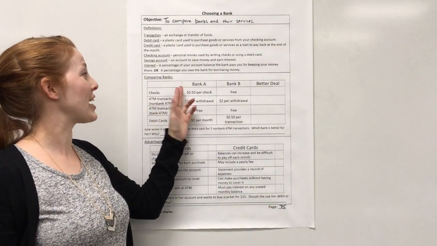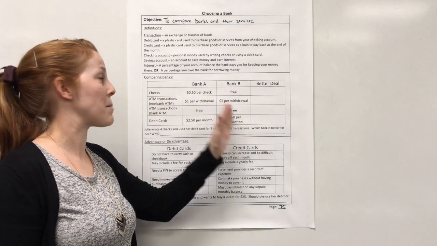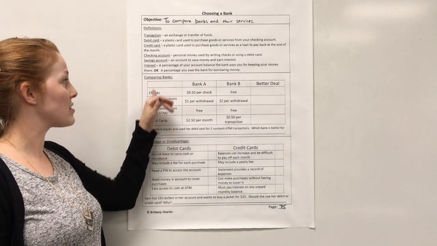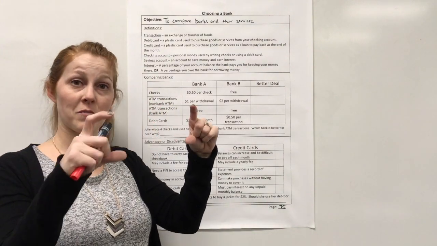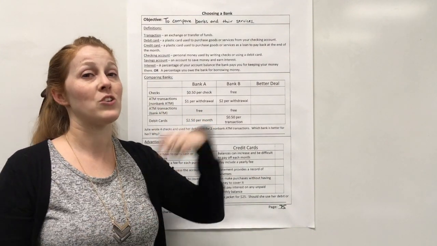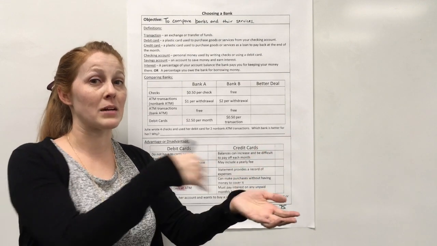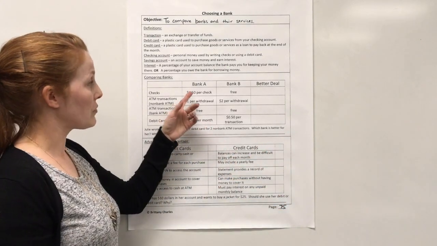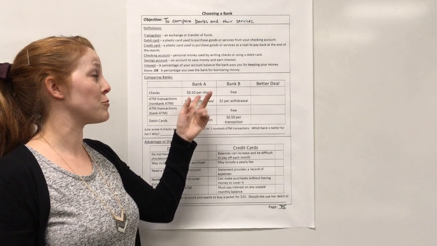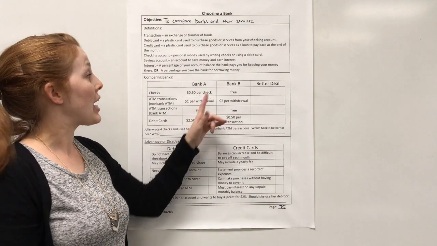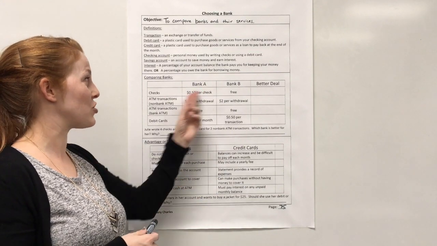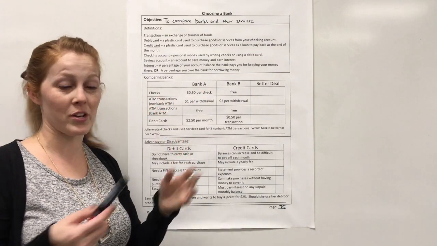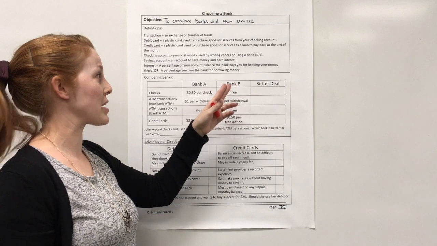Okay, so now we're going to look at two different banks, Bank A and Bank B, and we're going to compare some of these items. So the first one is checks. A check is like a little piece of paper that I can fill out and use to pay for goods, and that money comes out of my checking account. At Bank A, they charge me 50 cents for every check I write, and at Bank B, it's free. So in this situation, which one's the better deal? Well, this is free, so Bank B would be better.